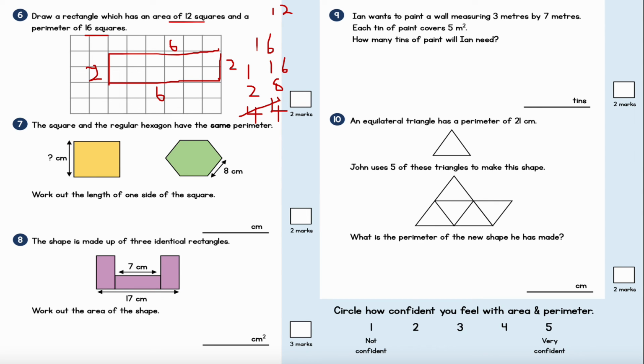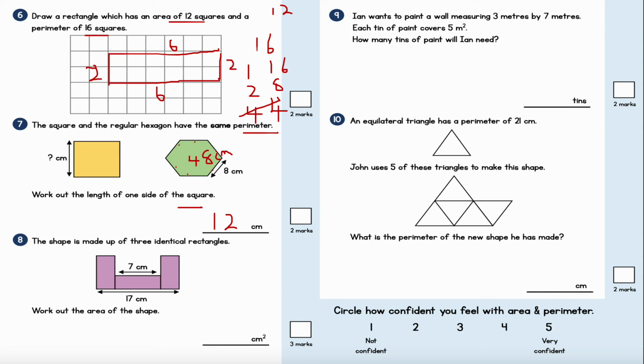Okay, this is question number 7. The square and the rectangle and the regular hexagon have the same perimeter. Work out the length of one of the sides of the square. Okay, so 8 plus 8 plus 8 plus 8 plus 8 plus 8 is 48 centimeters. Okay, 48, divide that by 4 because I've got 4 sides for a square, and I get the answer of 12. Okay, 12 plus 12 plus 12 plus 12 is equal to 48.